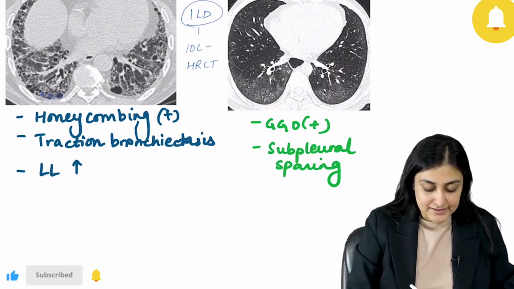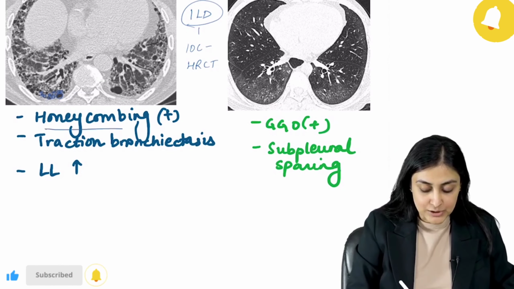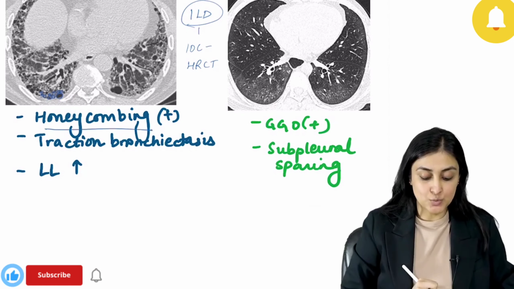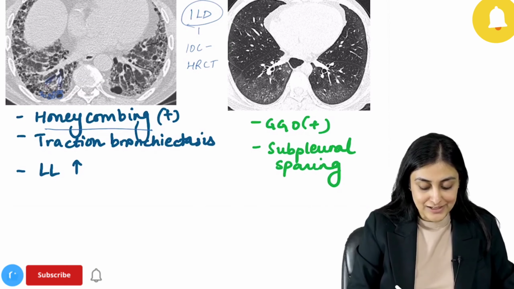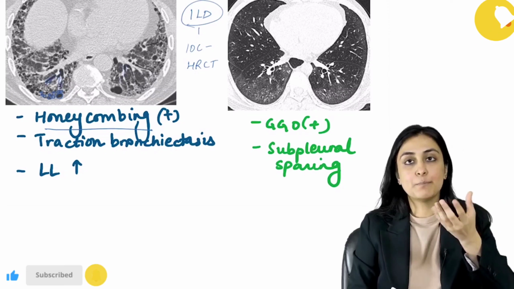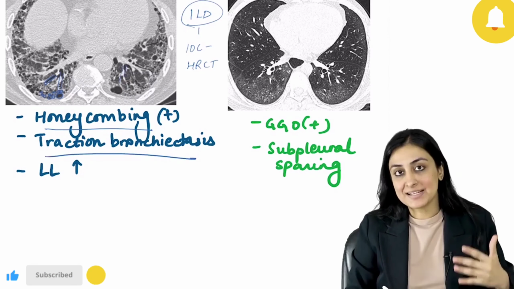First one, you are seeing that there are these basal cysts which are stacked one over the other like a honeycomb. So this is referred to as honeycombing. Secondly, can you see these dilated bronchi? When you see these dilated bronchi getting pulled towards the periphery, this is called traction bronchiectasis.